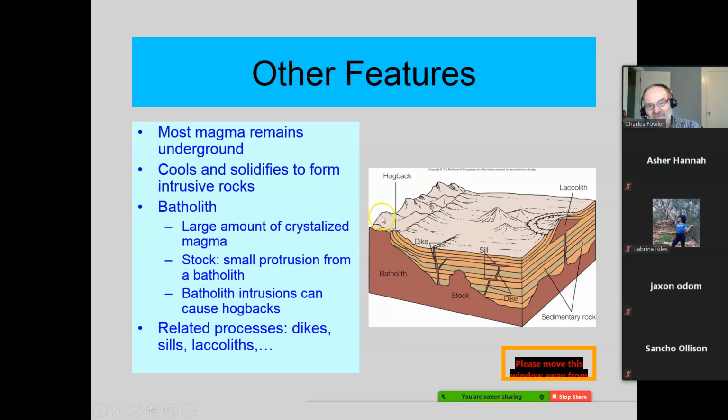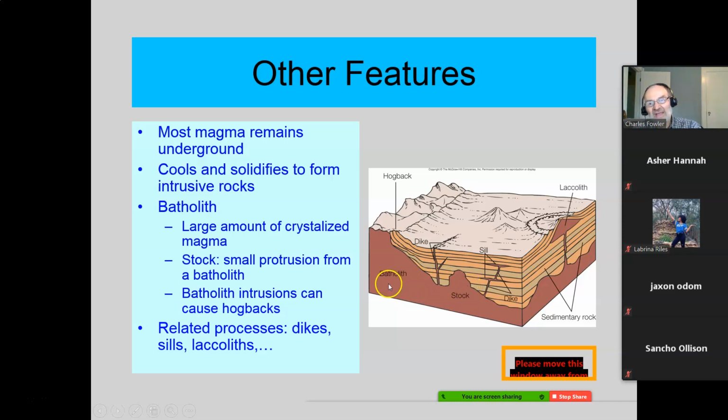These layers here, the sedimentary rock, at one time continued on over this, covering the batholith, but now they've eroded away, leaving you the batholith exposed. That's a batholith. Large amounts of crystallized magma. See how big that was? Okay. A stock is a smaller protrusion from a batholith. Okay? So the batholith is a big protrusion. The stock is a smaller one.